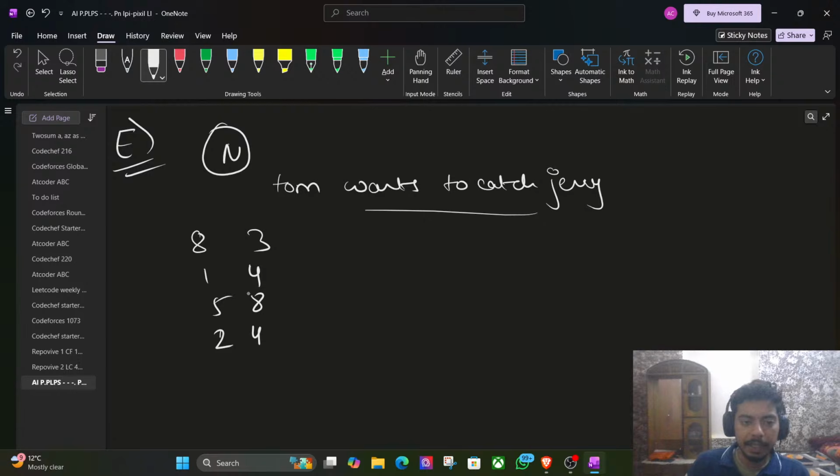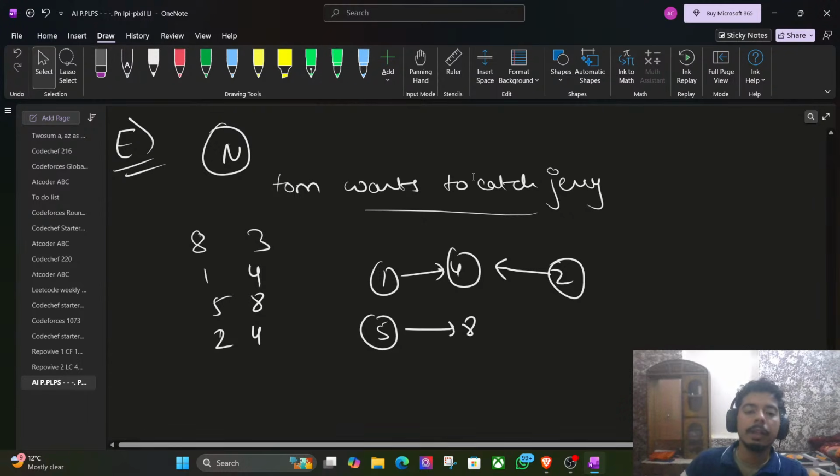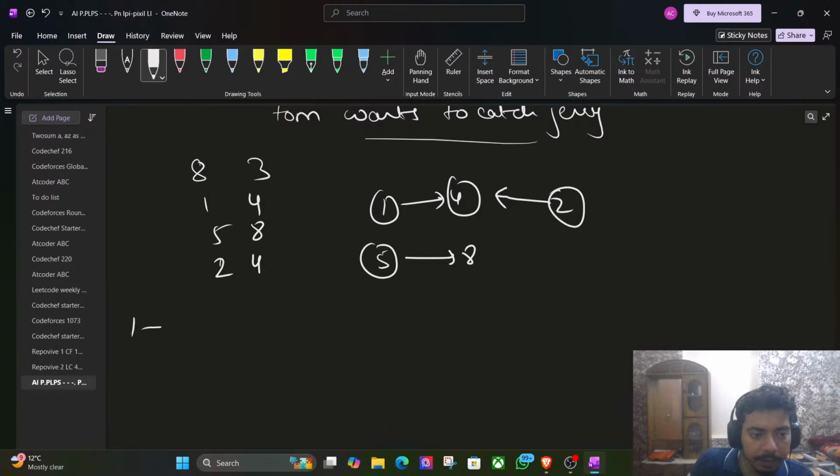So first connect these edges. There is a certain edge from 1 to 4, then edges from 5 to 8. Okay, now there are also edges from 1 to 2, 2 to 3, 3 to 4, 4 to 5, 5 to 6, 6 to 7, and 7 to 8.